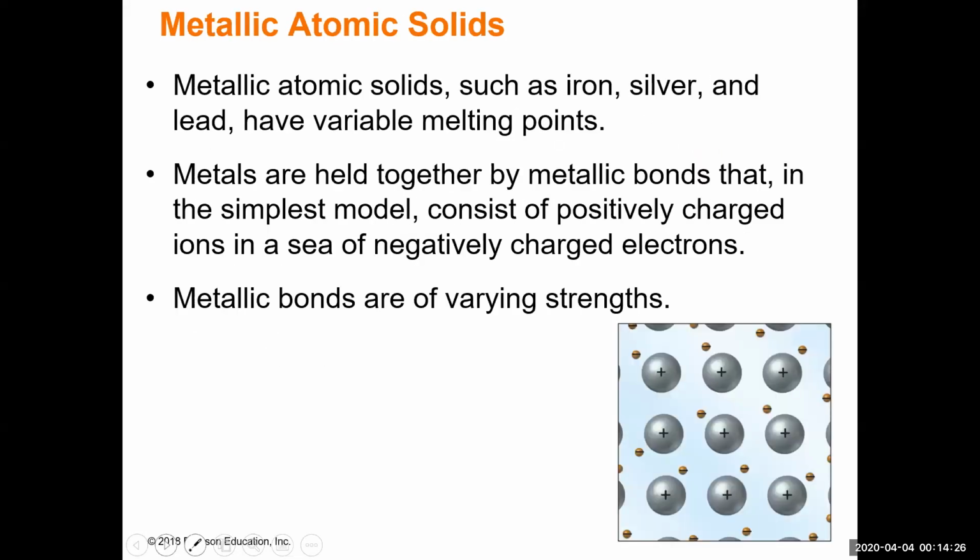And then for metallic atomic solids, such as iron, silver, and lead, they have variable melting points. These metals are held together by metallic bonds that, in this simple model, consist of positively charged ions and a sea of negatively charged electrons. And these metallic bonds can vary in strength.